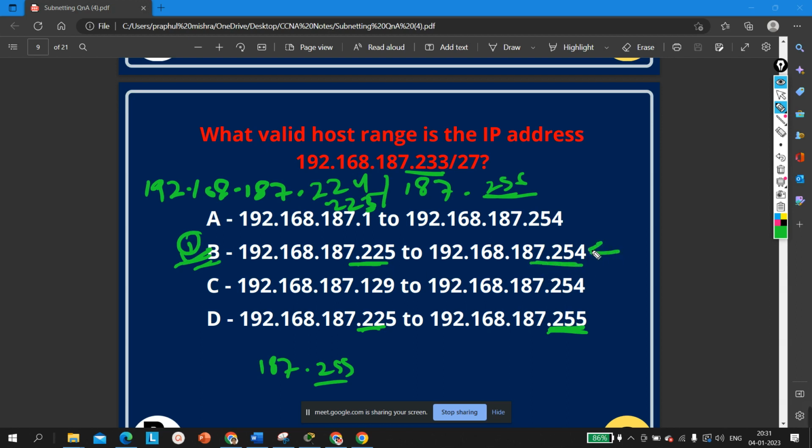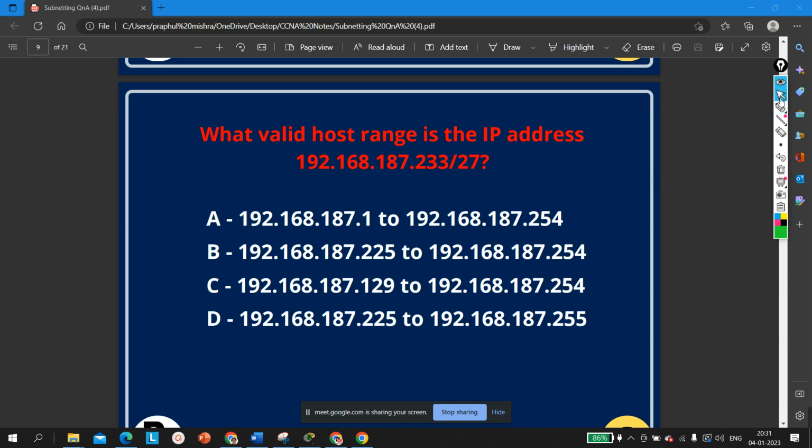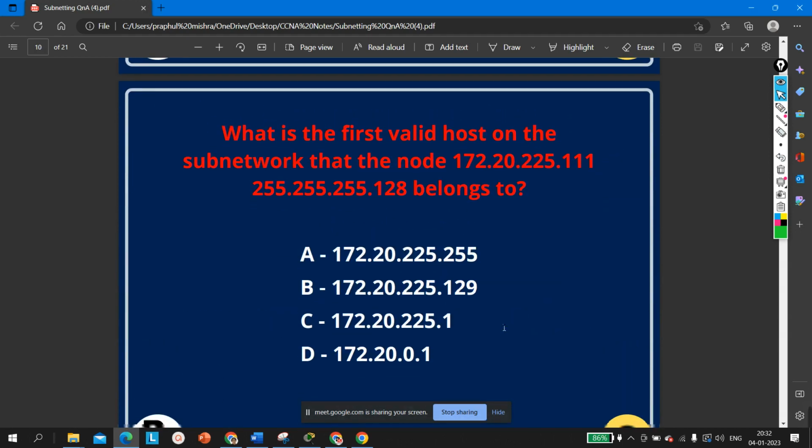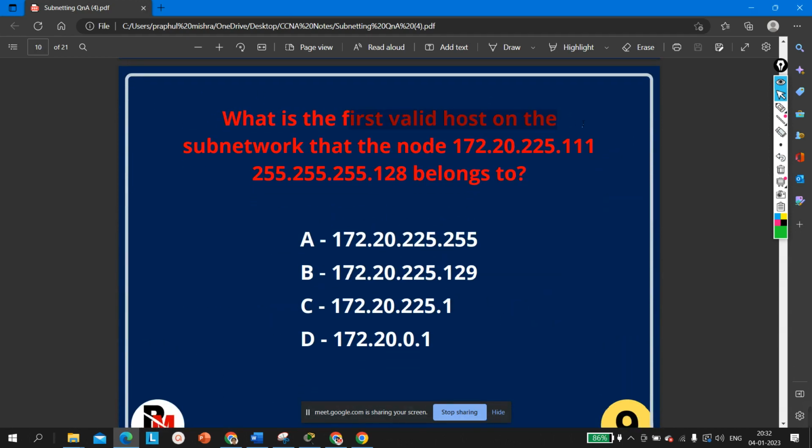Great. So the right answer is option B, and I hope it's clear to everyone. Now, very quickly, let me show you another question. See guys, what is the first valid host on the subnetwork that the node 172.20.255.111 belongs to? This one may be a valid IP address or maybe a network ID, right? The subnet mask is this one. So the question is, what will be the first valid IP address? You need to find the network ID only. After that, the address just after your network ID will be the first valid IP address. So tell me which one is the right answer.